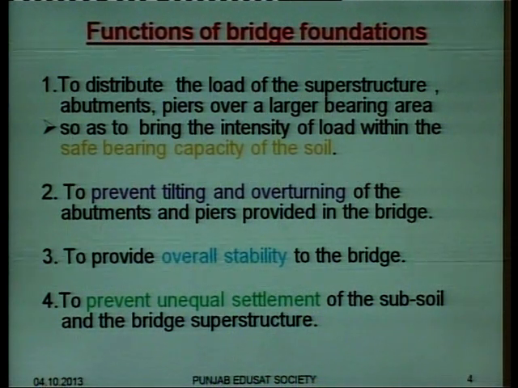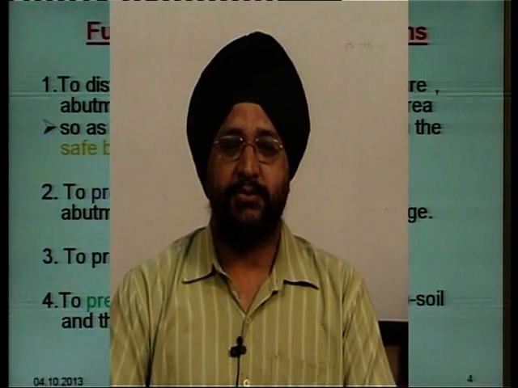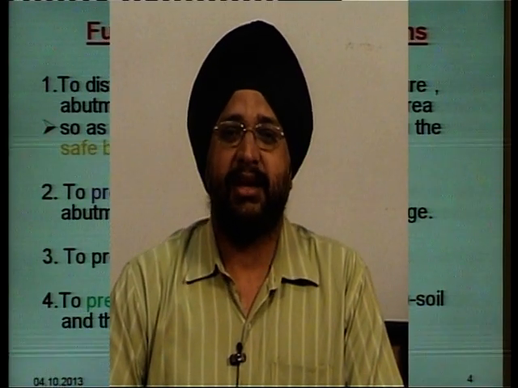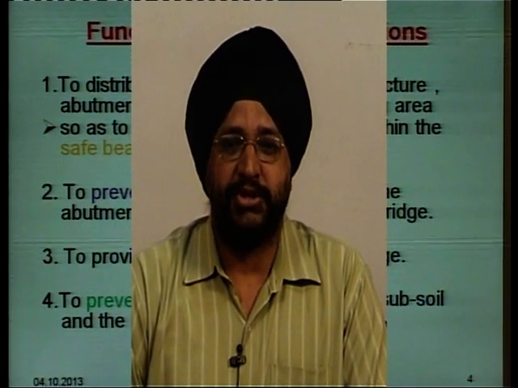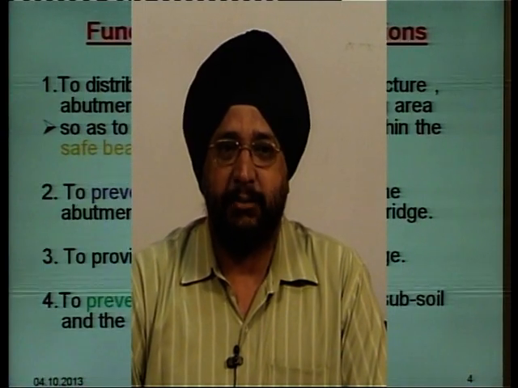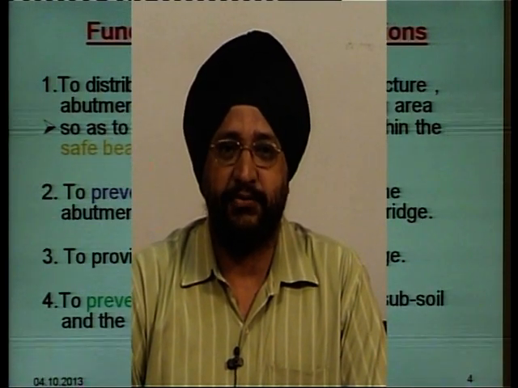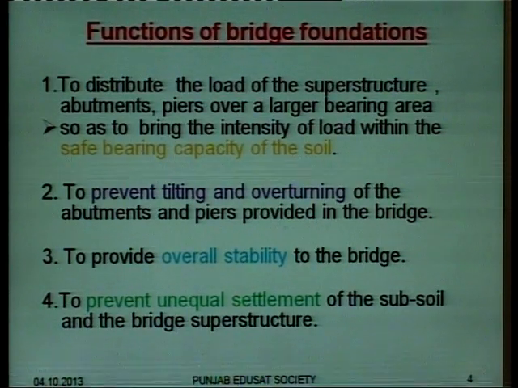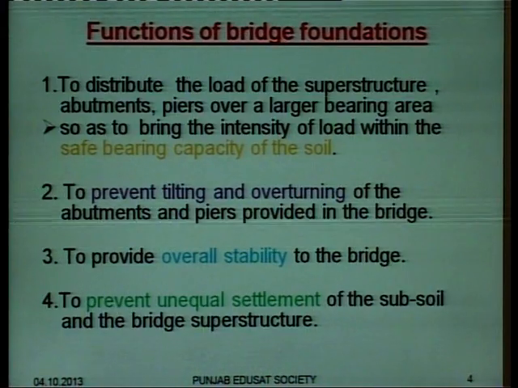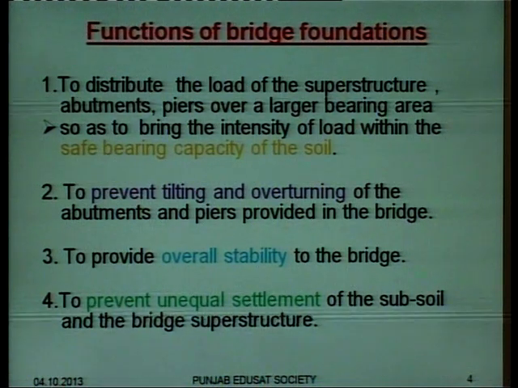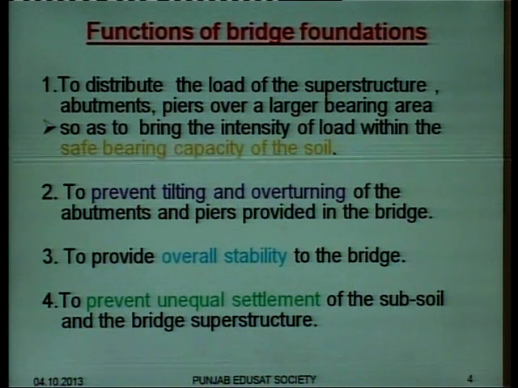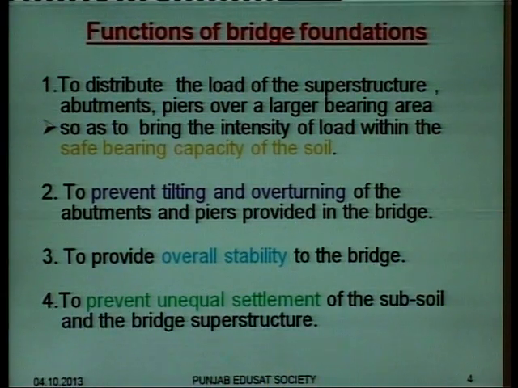It's distributing the load. Secondly, the bridge foundations prevent the tilting and overturning of the abutments and piers provided in the bridge. Now, we all know that these abutments and piers are the base of the superstructure. The superstructure rests on these abutments and piers, and the tilting of these abutments and piers leads to the damage of the whole structure. So, to prevent this tilting or overturning of the abutments and piers, we require the bridge foundations.